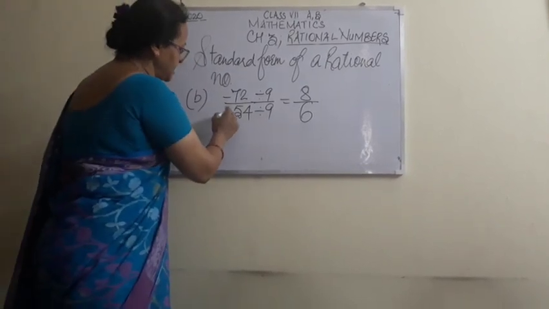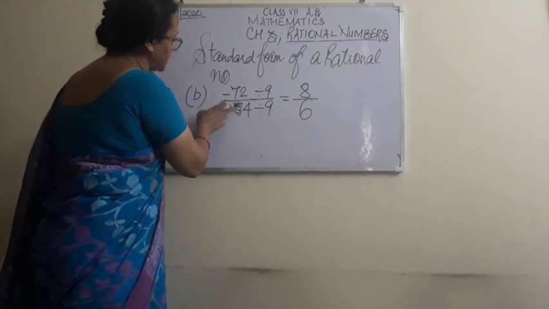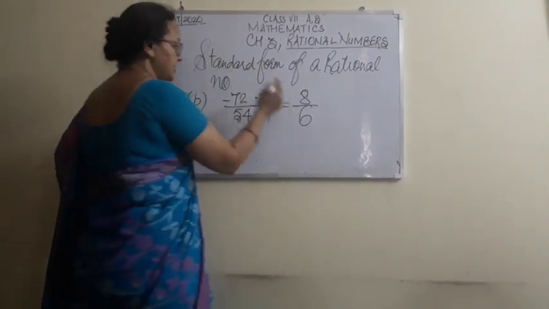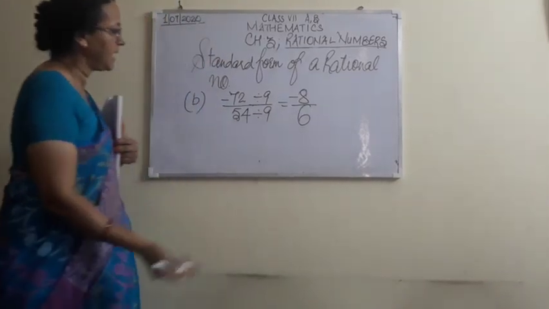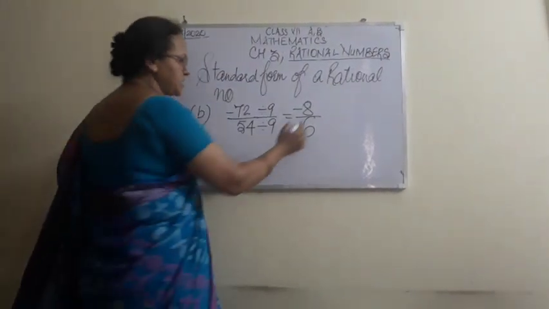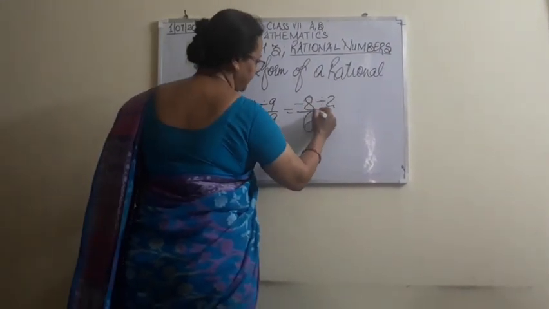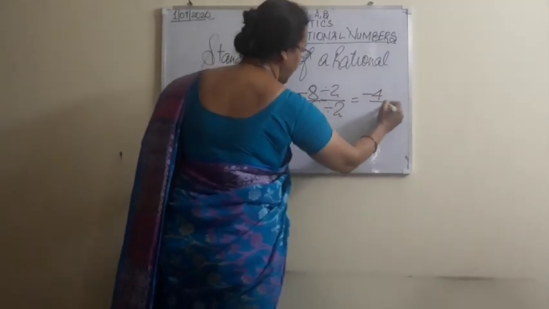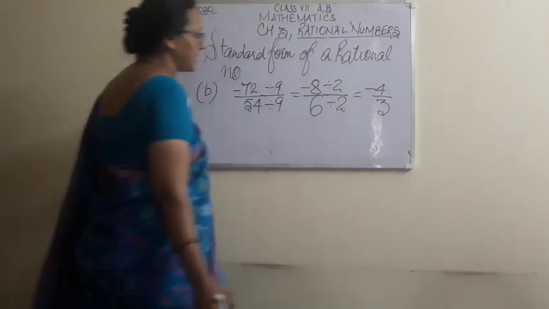If the denominator is negative and the numerator is positive, we can shift the minus sign to the numerator. So this will be this. Now this can again be cancelled out by which table? The table of 2. That is minus 4 by 3. What is the standard form?